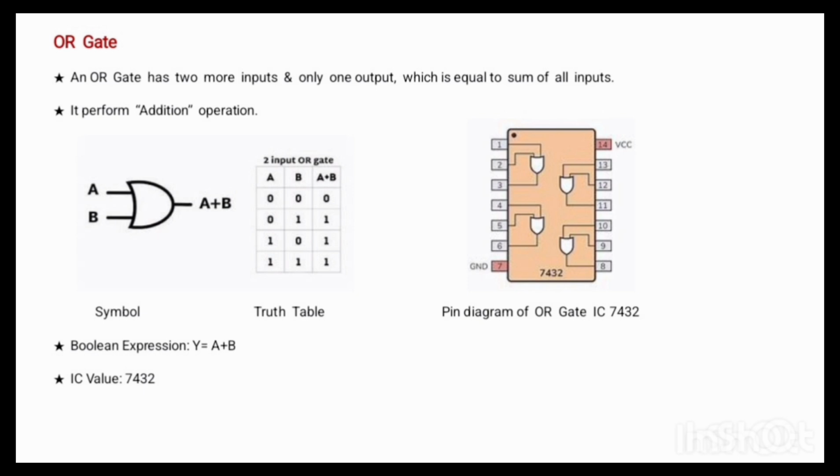When both the inputs are low, at that time the output will be low. If any of the inputs is high, at that time our output will be high. This is the pin diagram. IC 7432 is a 14 pin IC, pin 7 is ground, pin 14 is VCC. First and second pins are inputs and the third pin will be output. There are 4 OR gates in this IC. This is all about the OR gate.